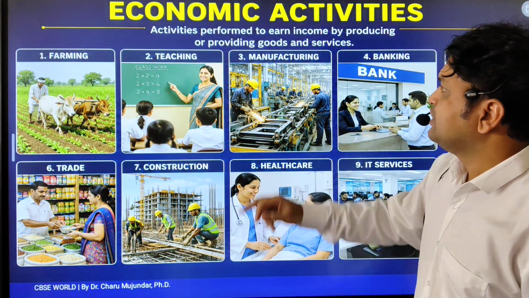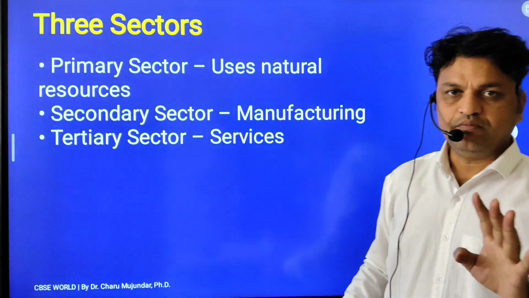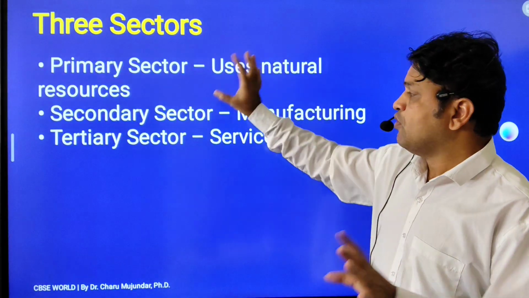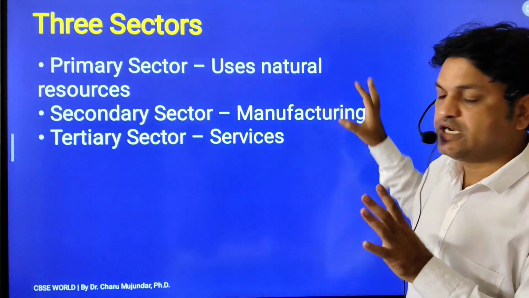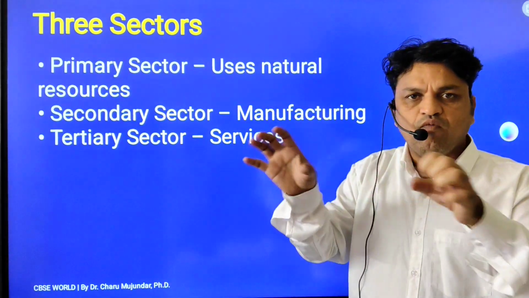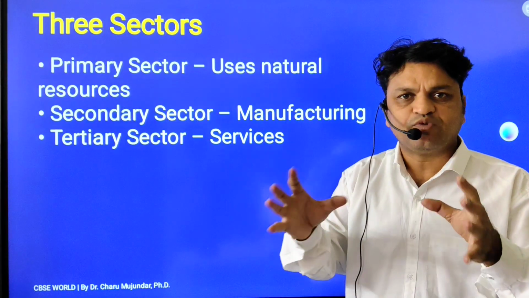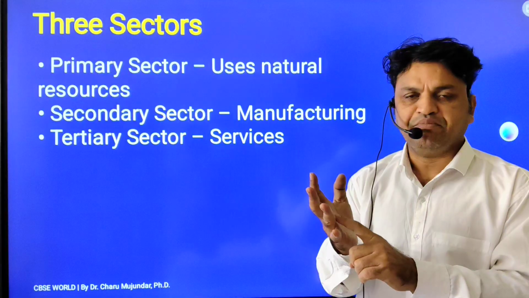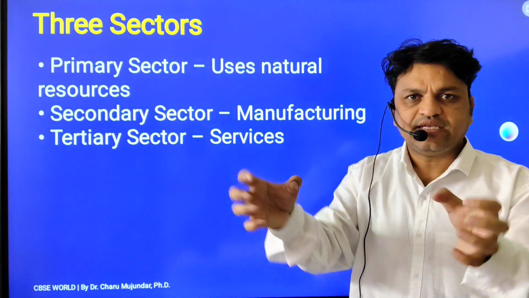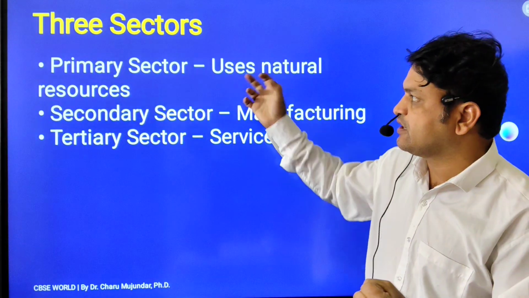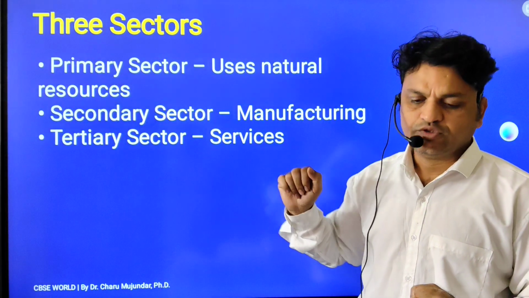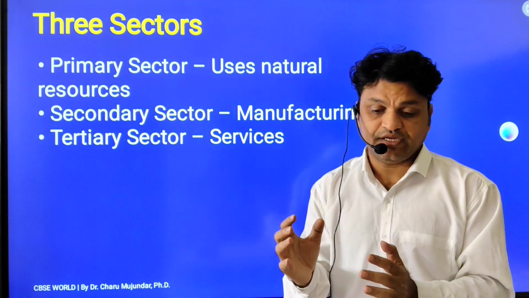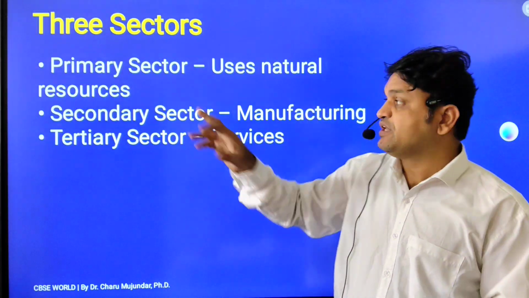So next we move on to these three sectors. Broadly, any economy is divided into three sectors. Primary sector mostly depends upon the natural resources. So they use whatever nature has provided. Natural resources, land, water, forest, minerals, everything naturally available is extracted under the primary sector. The primary sector involves extraction and use of natural resources, mostly directly taking from nature.